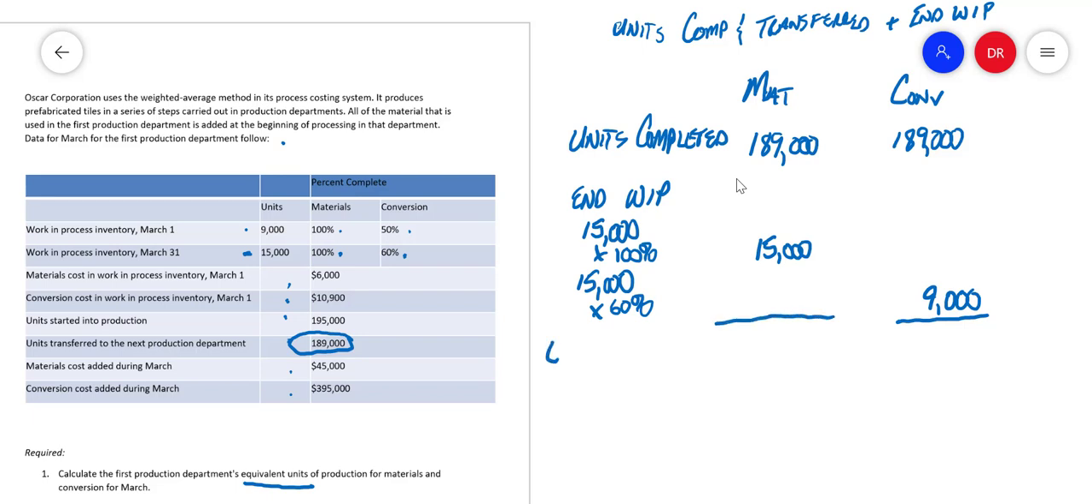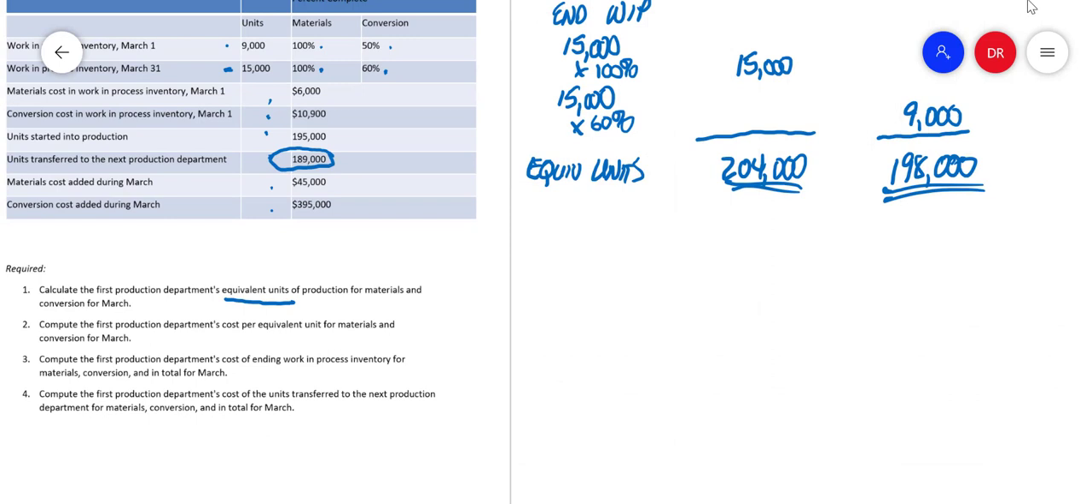So we have equivalent units for materials of 204,000. And we have equivalent units for conversion of 198,000. That's number 1. So we have 204,000 units for materials, 198,000 for conversion.